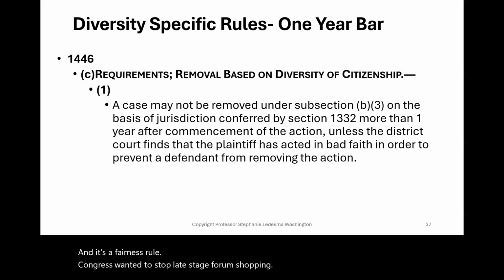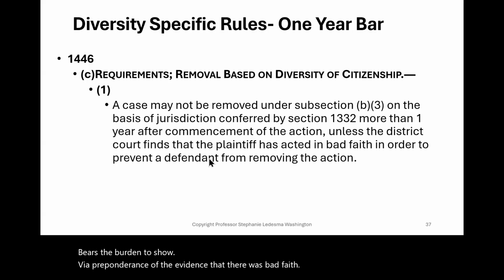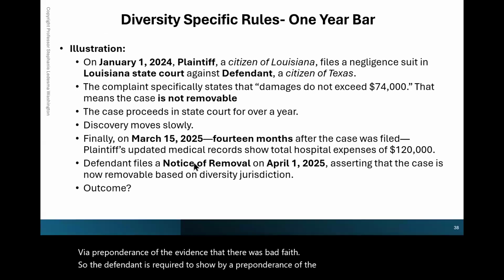The only exception to this rule is bad faith. And the defendant bears the burden to show by a preponderance of the evidence that there was bad faith. So the defendant is required to show by a preponderance of the evidence the bad faith.